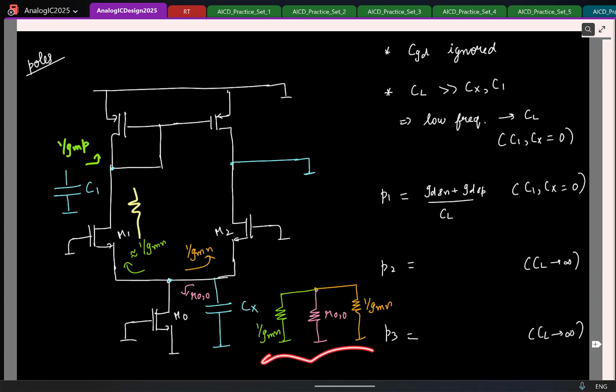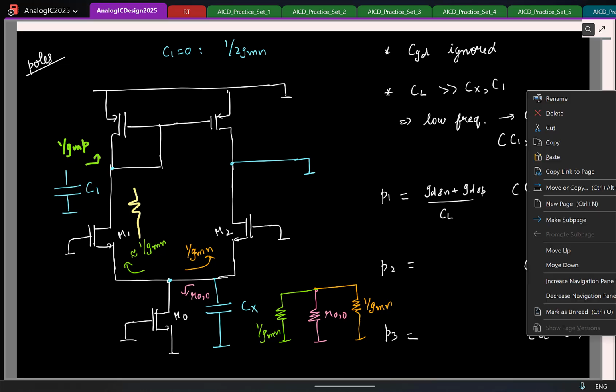So this is the equivalent resistance when C1 is open. And how can you approximate this? R naught is going to be much larger than 1 by Gm, so it will be these two that contribute. So you have an effective resistance of how much? 1 by 2 Gm. So I'll write it here: when C1 is open, the resistance I see is 1 by 2 Gm. Is that okay? So let me move on.